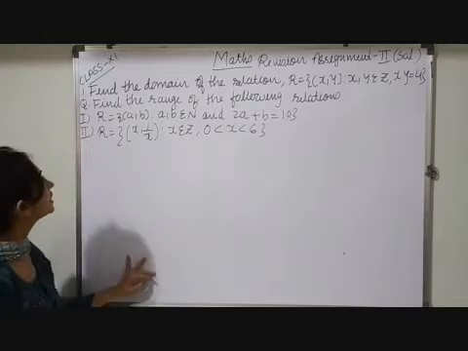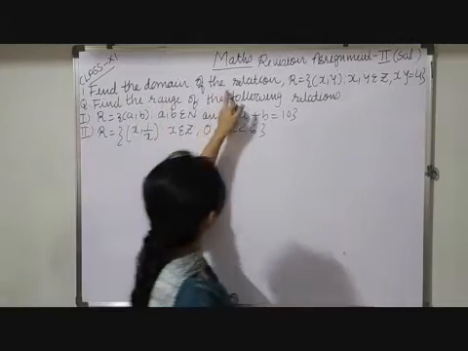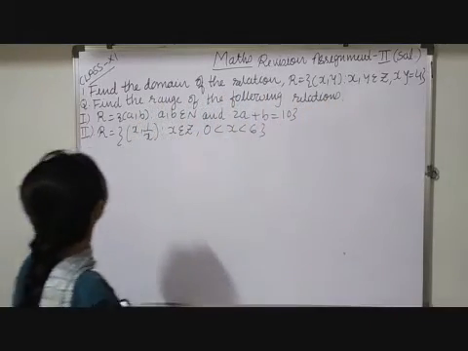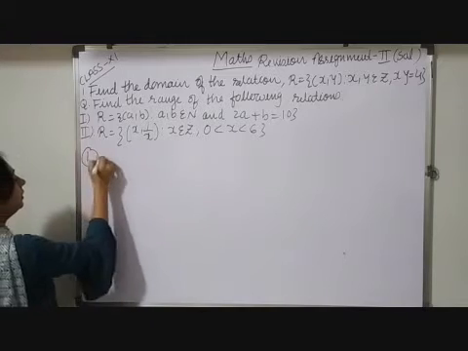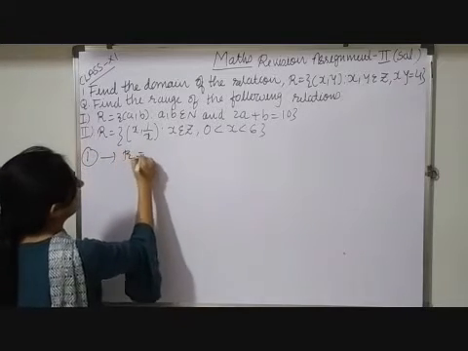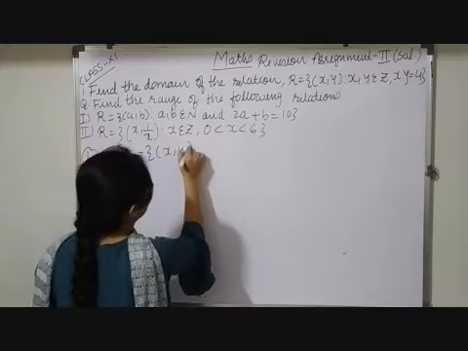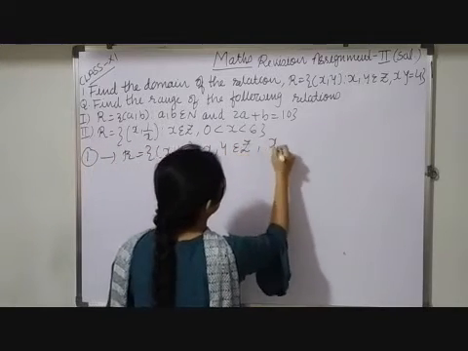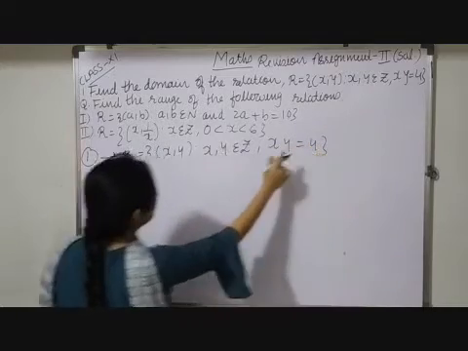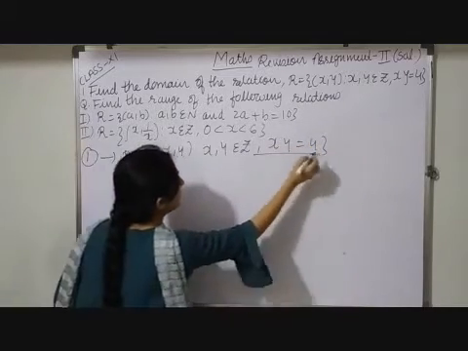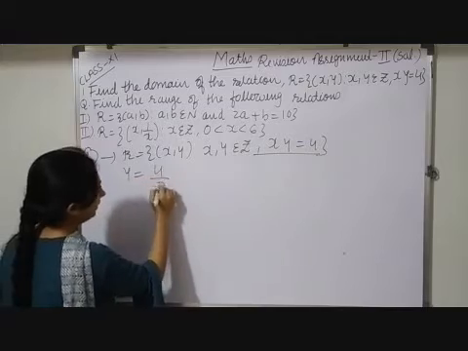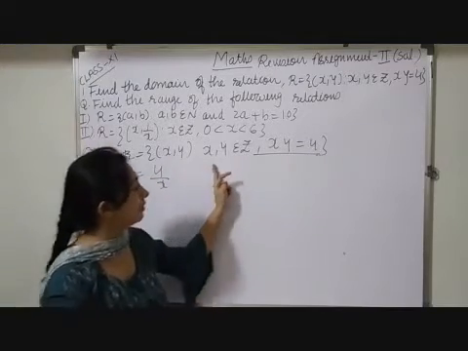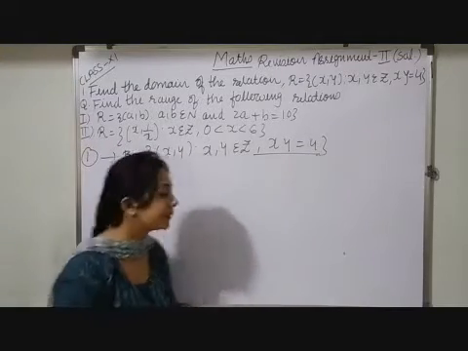Now students, here the question is: find the domain of the relation R. Relation R is defined as {(x, y) such that x, y belong to Z and xy equals 4}. So I can write from this y equals 4 upon x. Now be careful, here they have given x, y belongs to Z.